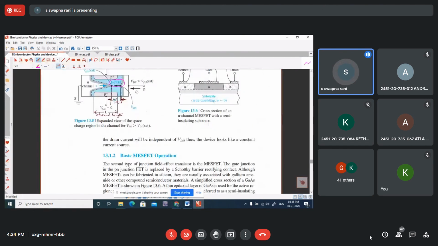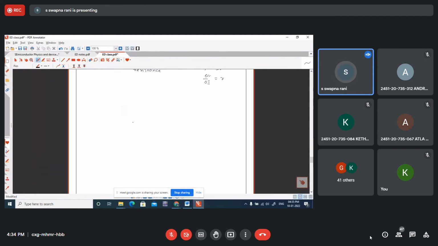Tomorrow we will draw the characteristic curves. In tomorrow's class, we will draw the characteristic curves, ID as a function of VGS and VDS. Here we have seen separately the effect of VDS and VGS. Now in the next class, combining these two, we will draw the characteristics of the JFET. And this is today's class.